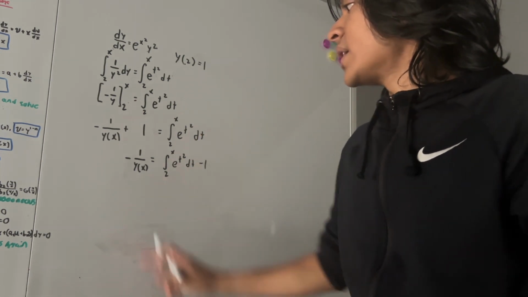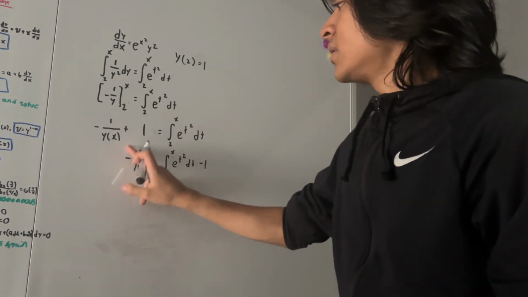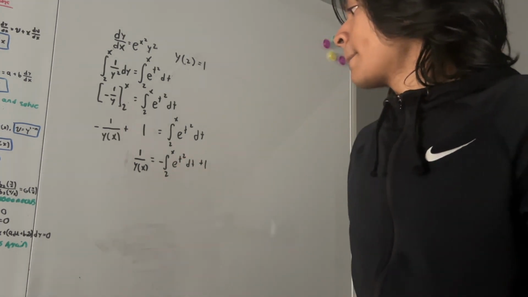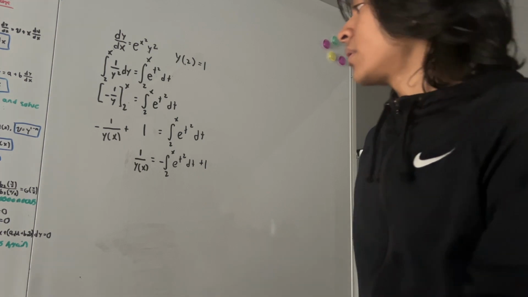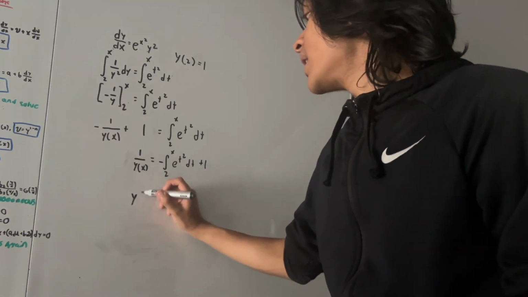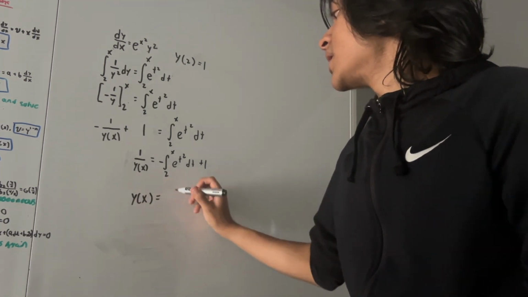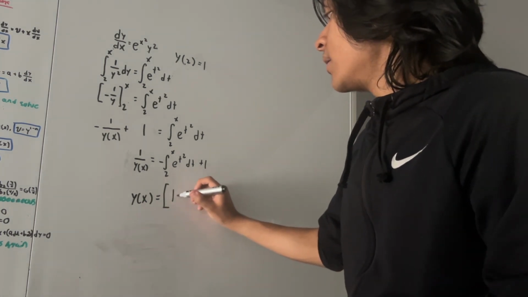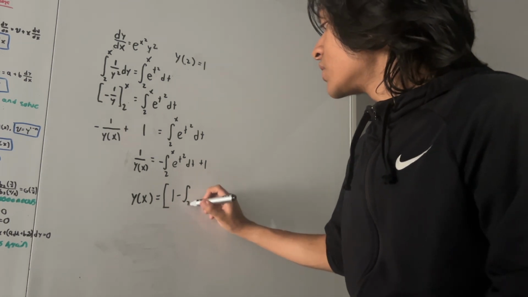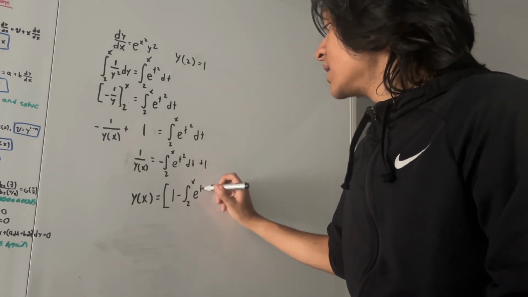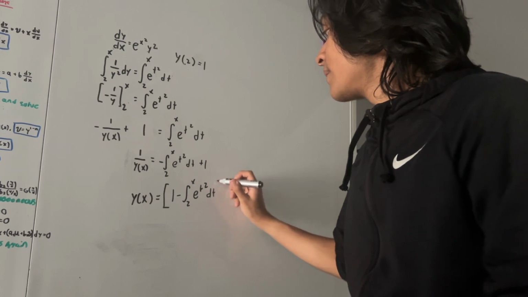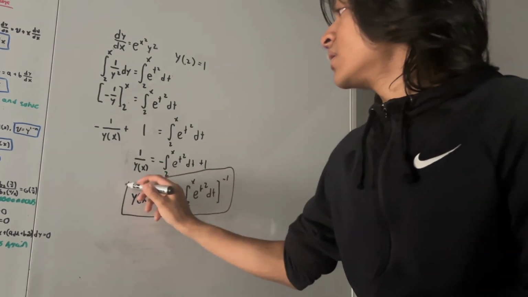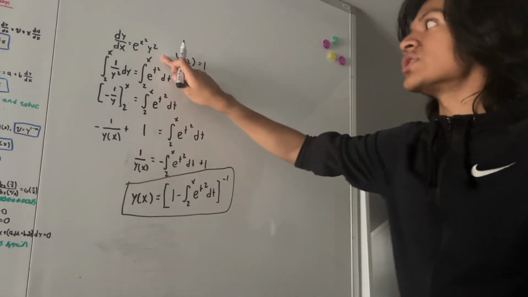Multiply both sides by negative 1. This turns positive, this turns negative and positive. And we're just going to take the reciprocal of both sides. So now we have y of x is equal to, I'm going to put the whole thing in brackets, 1 minus the integral from 2 to x of e to the t squared dt, to the negative 1. So here you have your solution for this differential equation.